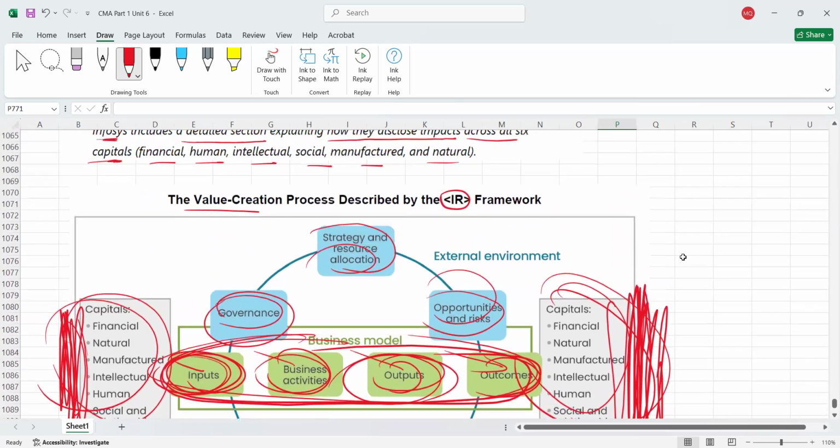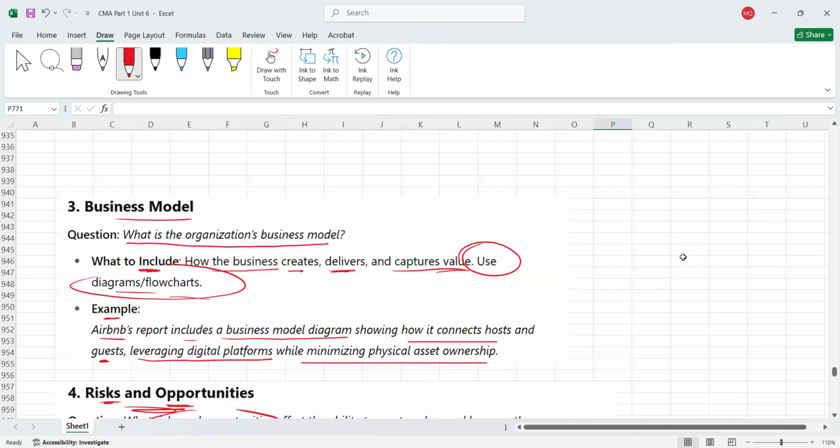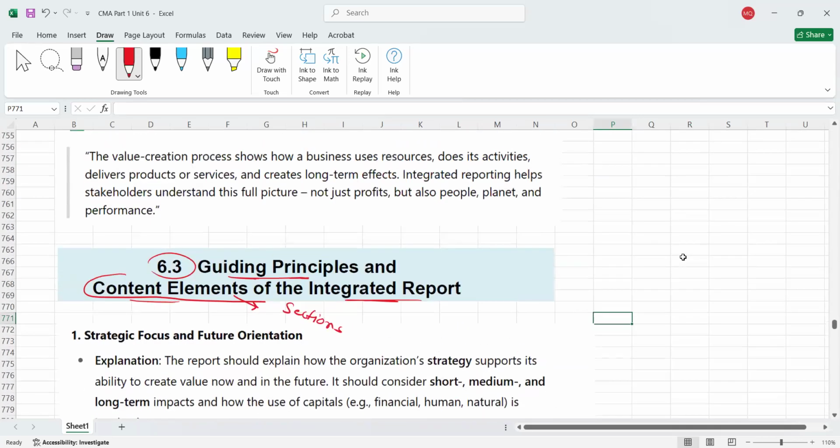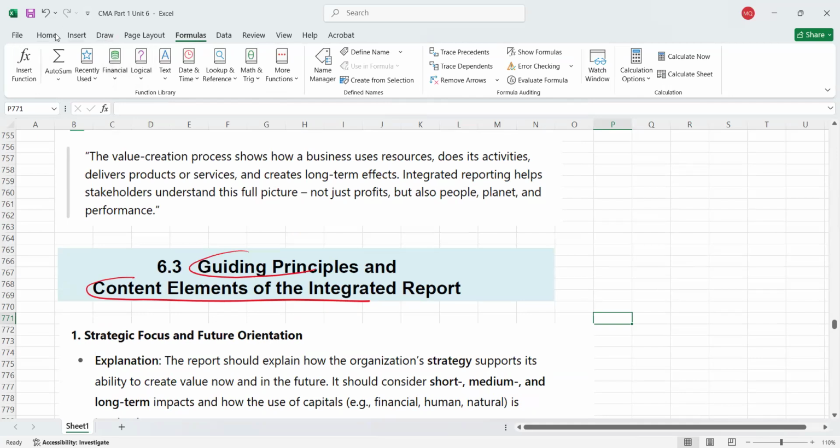The content is clear. Now I'll move back to the heading. This is the general information, guiding principles, because I'm going to explain the guiding principles now. I have explained the content elements of integrated reporting. So guys, please remember these headings at least and their concept. Content elements I have already explained. Now I'm talking about guiding principles. What are the guiding principles again?